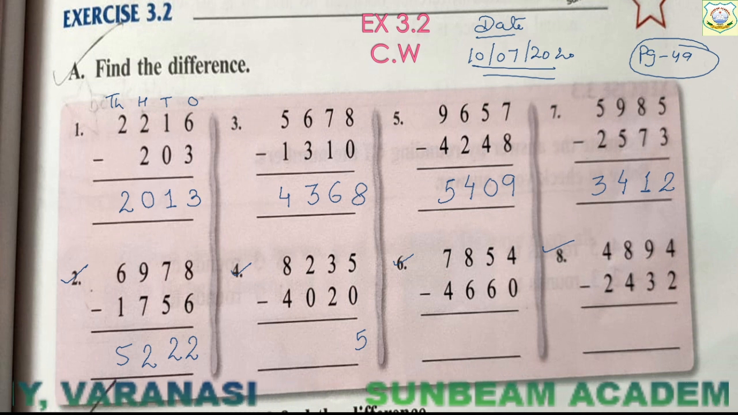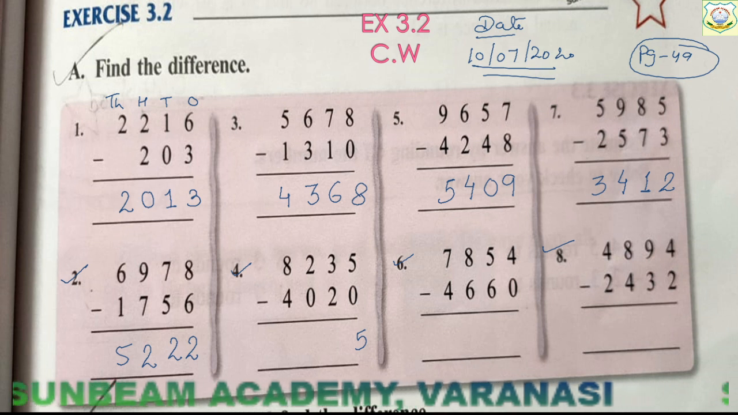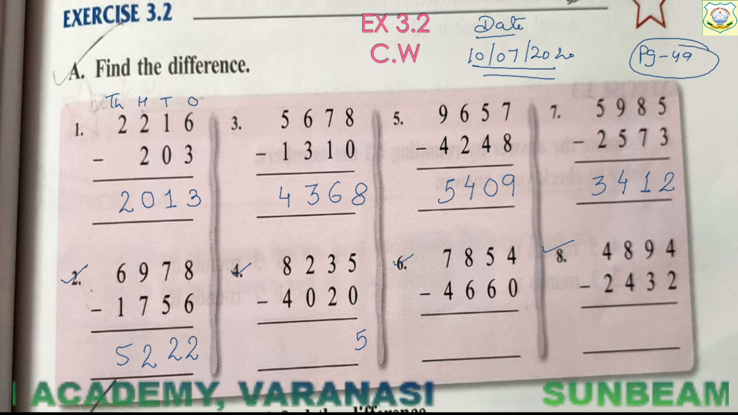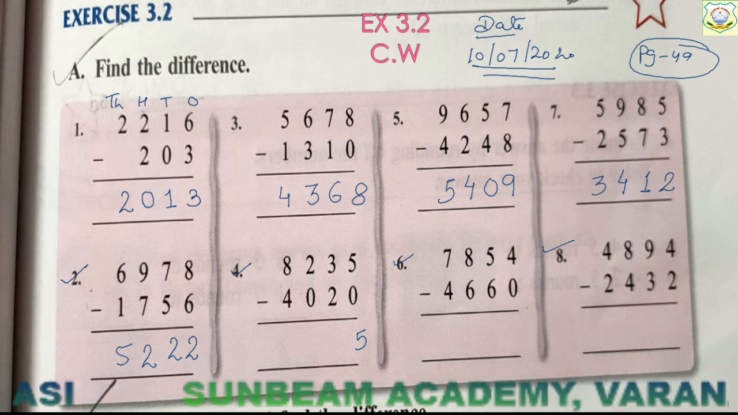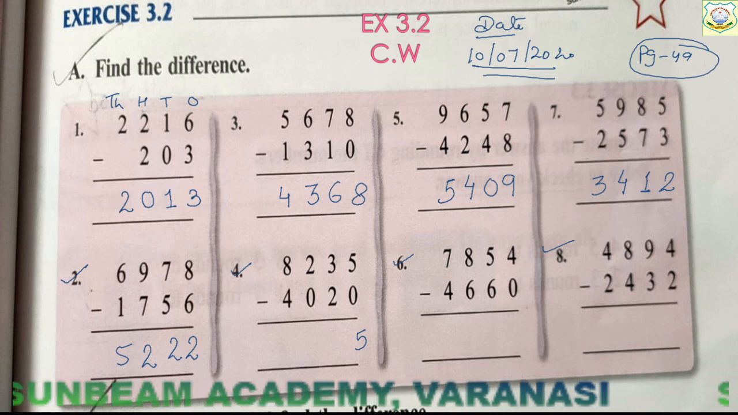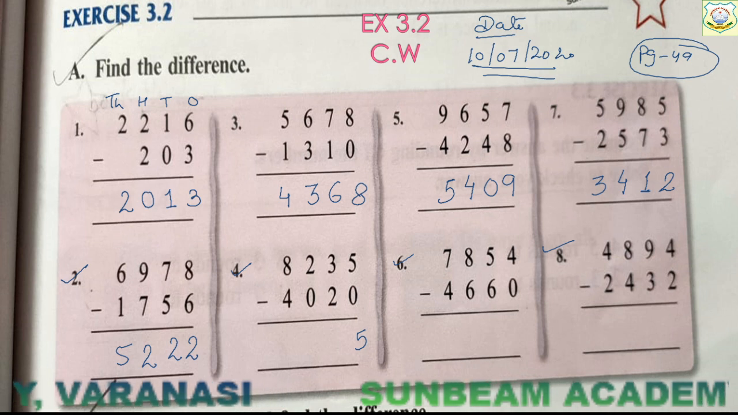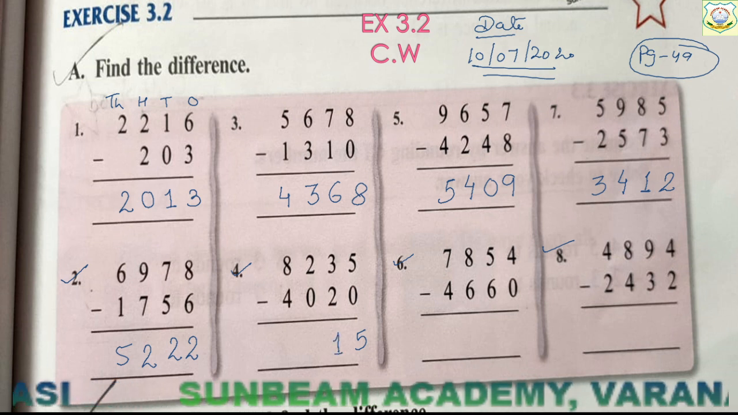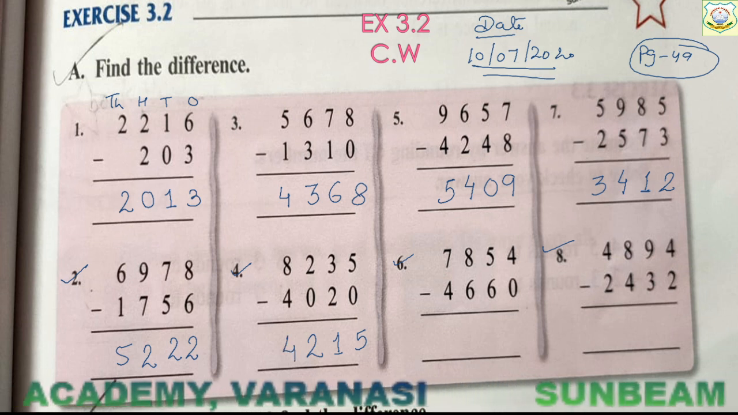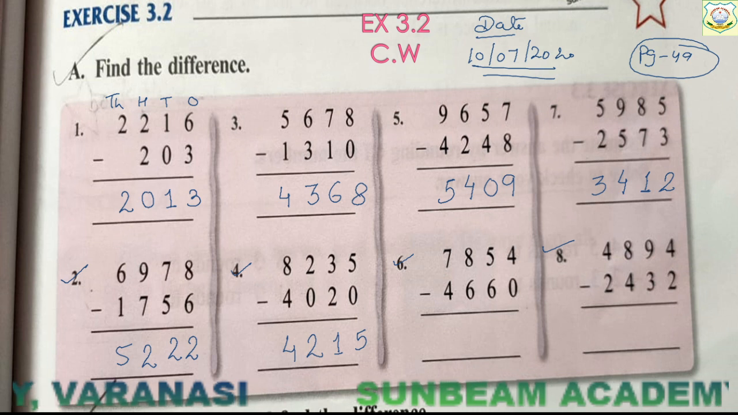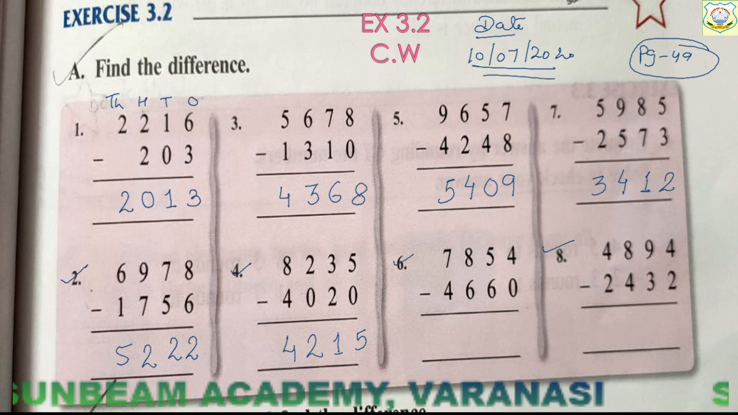How to read the question? 8,235 minus 4,020, right? So now we have done this. 3 minus 2 is 1. Then 2 minus 0 is 2. 8 minus 4 is 4. Check your answer, students. Have you done it correctly or not? Then we will proceed to the next one.